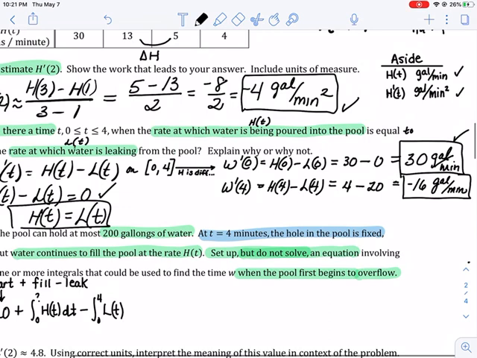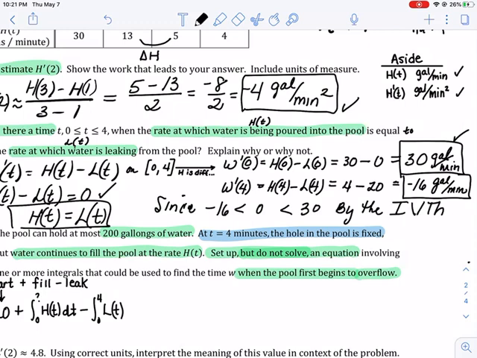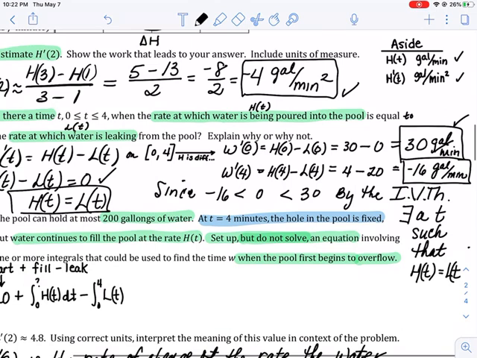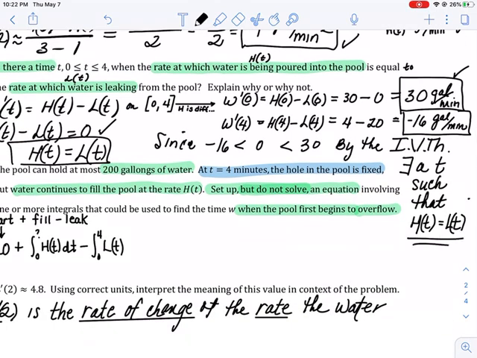So all I have to say now at this point is, since negative 16 is less than 0, which is less than 30, by the intermediate value theorem, I'm going to do an abbreviation, intermediate value theorem, there exists, I'm going to use the backwards E, a T, there exists a T such that H of T is equal to L of T. Can I get it all in there? And there you have it, L of T, okay?